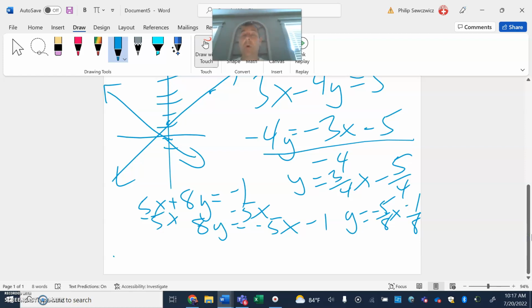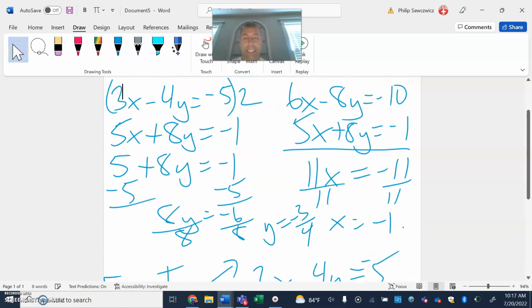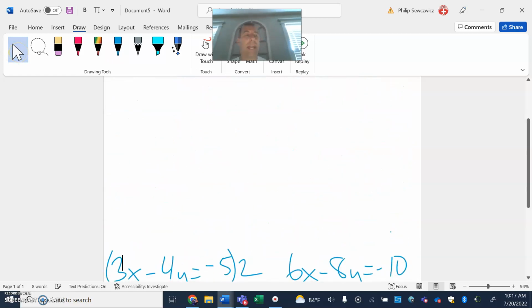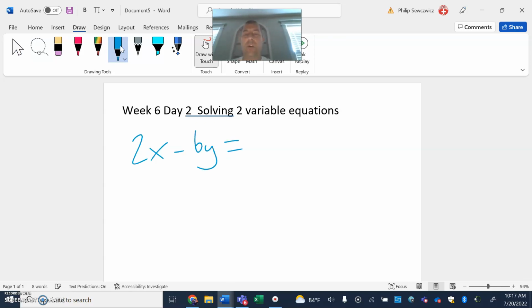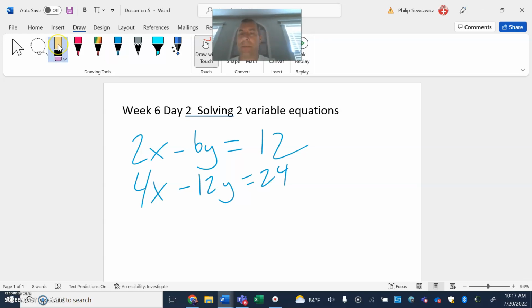Okay, so the other thing that we want to make sure that we are dealing with here is what happens in two kind of unique situations. And what we're going to end up seeing here is someone like this. 2x minus 6y equals, and let's go 12. And let's use 4x minus 12y equals 24. Okay, so in this particular, oh, you know what? Let's not make it 24. Let's make it 5. All right.